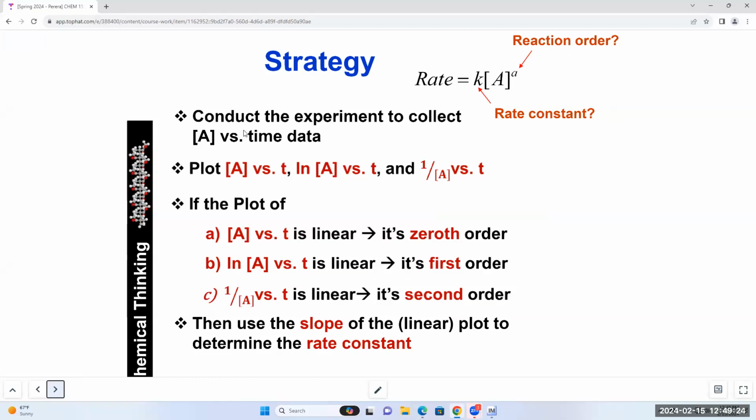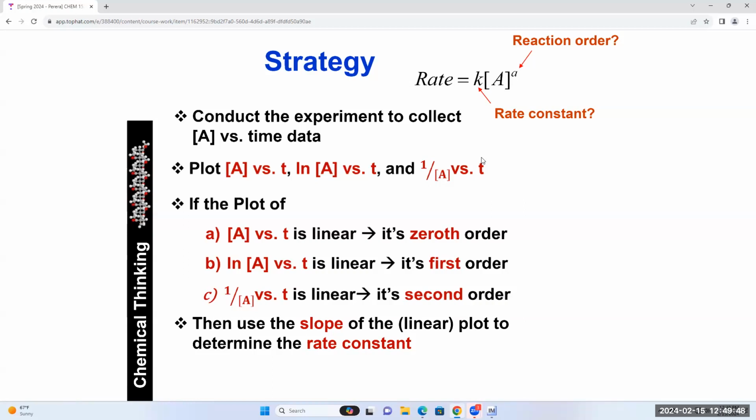All right, you measure time and then the concentration at those times. That's it. Okay, and then what we're going to do is plot concentration versus time, natural log of concentration versus time, and 1 over concentration versus time, and see which one is linear. We're going to plot all 3 graphs and see which one is linear.